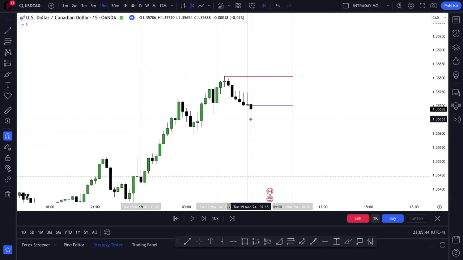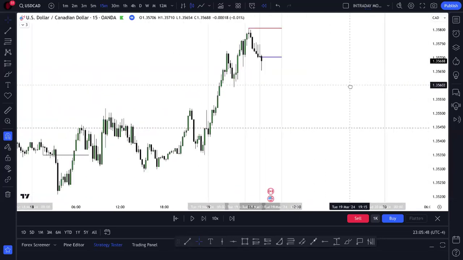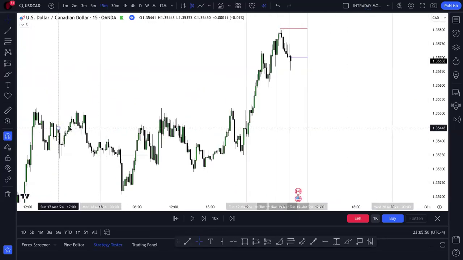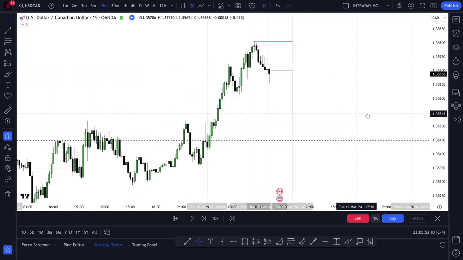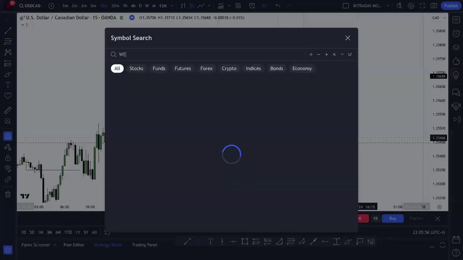But are we looking for longs? Not really. That's what I was trying to tell you. We're not looking for longs because we're above the weekly opening price. This is Sunday's opening price. We're not looking for longs. This dashed line right here is the weekly opening price.